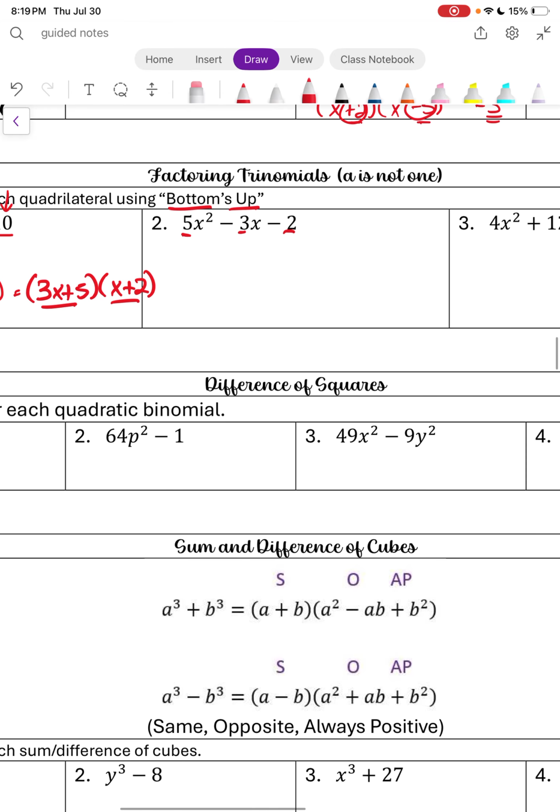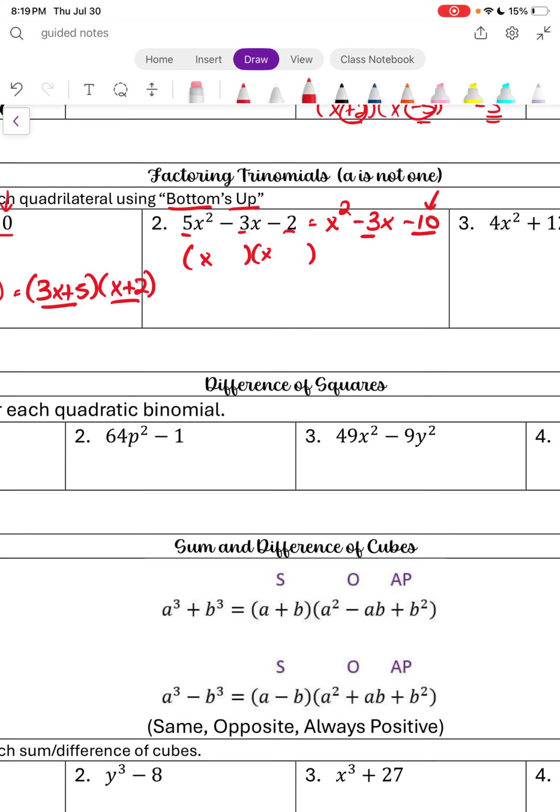Try to divide everything by 5, it doesn't factor. Next step, move the 5 to the end, and you will multiply that number. Not add, subtract, multiply. So minus 10. We're going to factor like normal. Two sets of parentheses, x and x. We're looking for two numbers that multiply to give you a negative 10, and add to give you a negative 3.